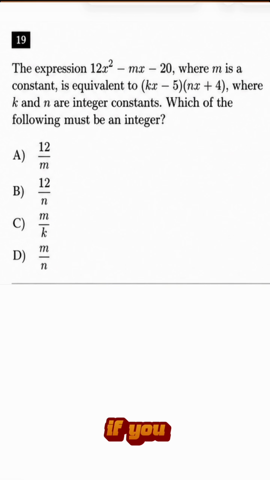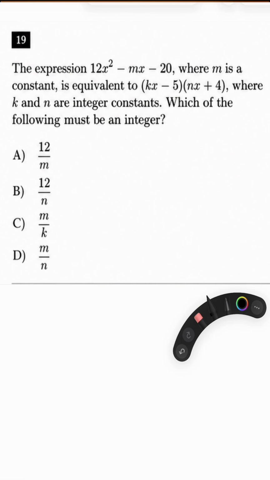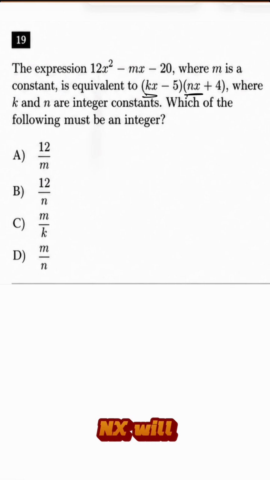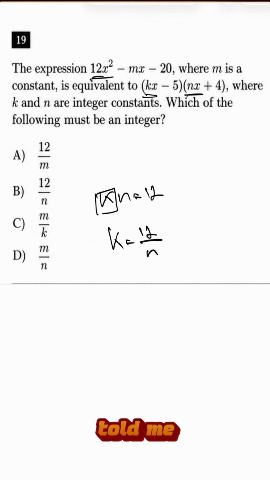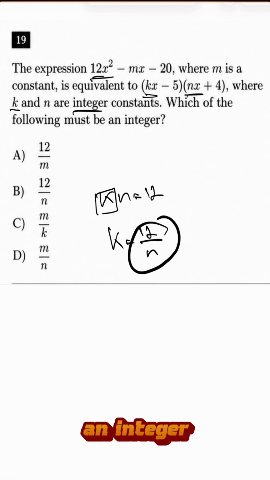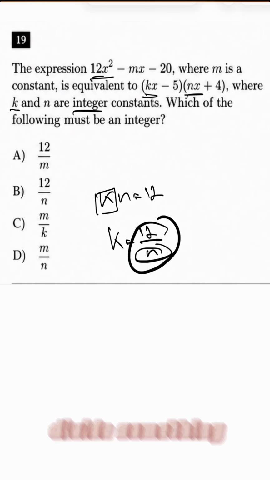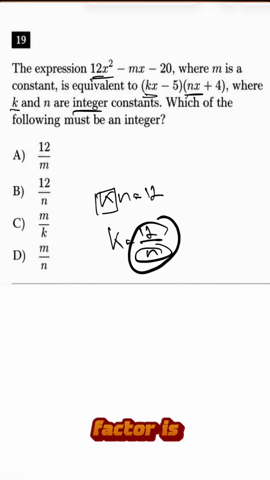Why? Because if we move back at this, the kx multiplied by nx will always give you the 12x power 2. This means that k times n is equal to 12. So k is equal to 12 over n. And it told me that k is an integer. This means that the 12 over n will always be an integer because n is one of the factors of the 12. When you divide something by one of its factors, it will give you the other factor. The other factor is always an integer. So this one is always an integer.